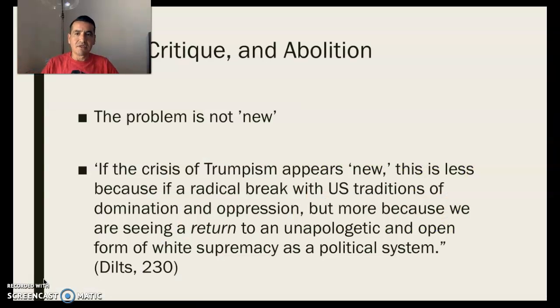So Andrew Dilts, in his Crisis, Critique, and Abolition, as was just mentioned, says this problem is not new. The moment we are living in, and he says here on page 230, that the crisis of this ism, if it appears new, is less because it is a radical break with U.S. traditions of domination and oppression, but more because we are seeing a return to an unapologetic and open form of white supremacy as a political system, right?